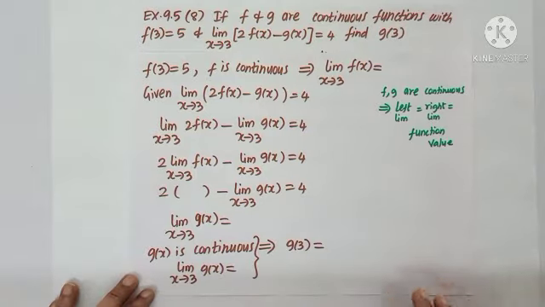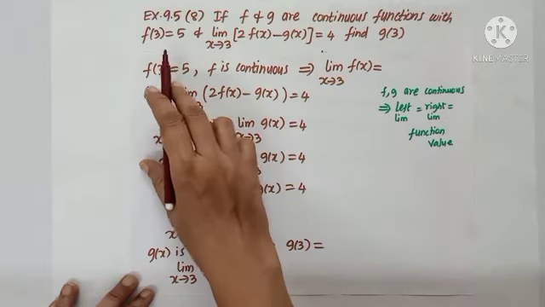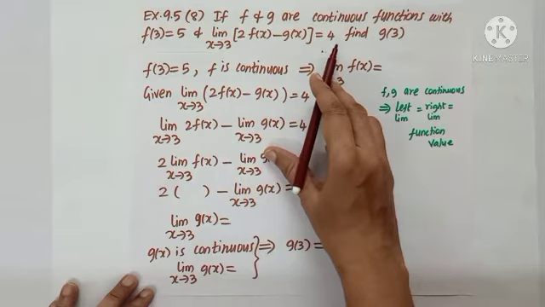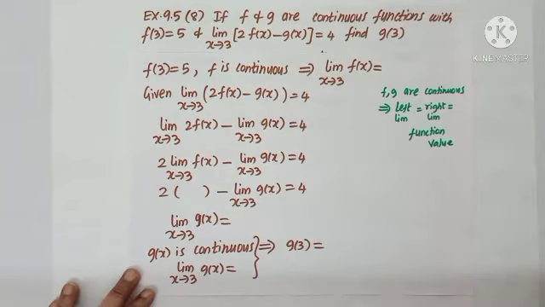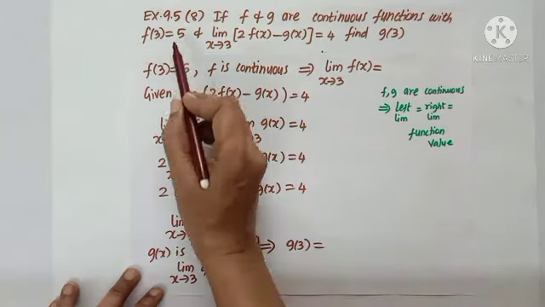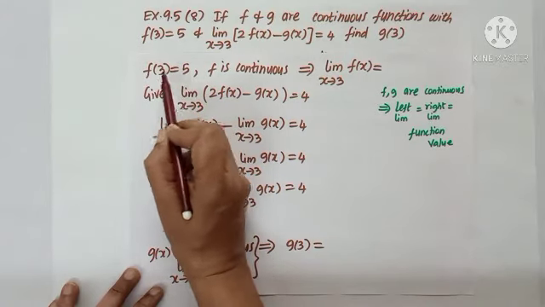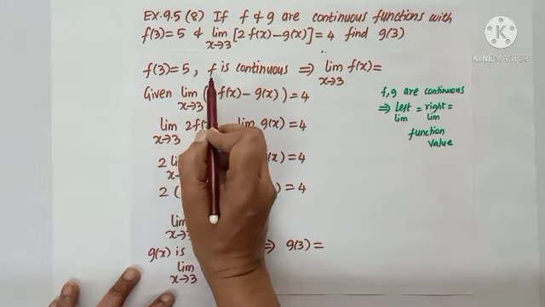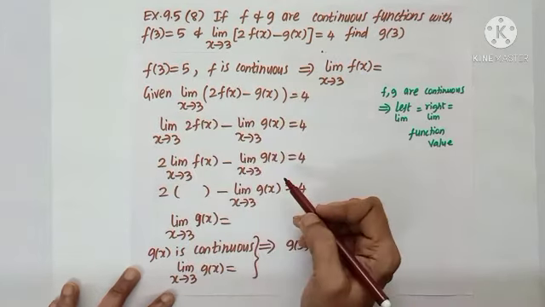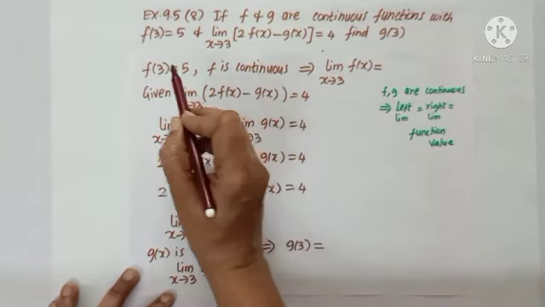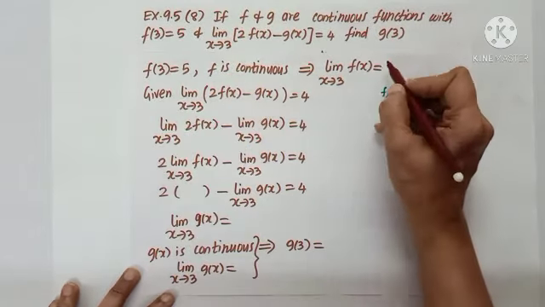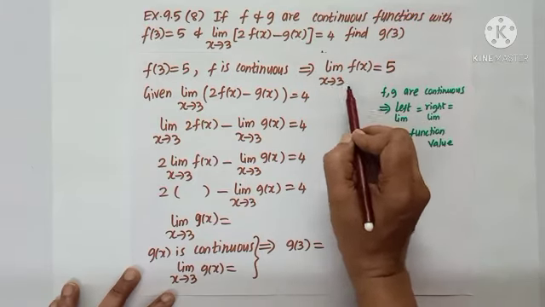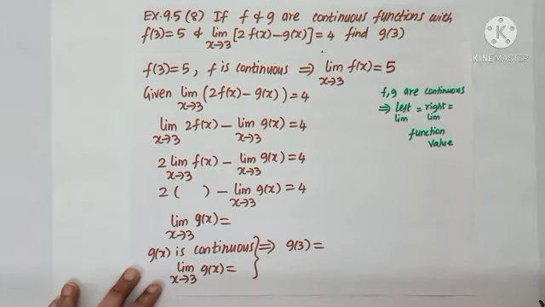Problem number 8. If f and g are continuous functions with f of 3 equals 5, and the limit as x tends to 3 of 2 times f of x minus g of x is 4, find g of 3. Given f of 3 is 5, that is the function value at x equals 3 for f. Also, f is continuous. When f is continuous, the function value and the limit value are equal. So I get the limit as x tends to 3 of f of x is also 5.